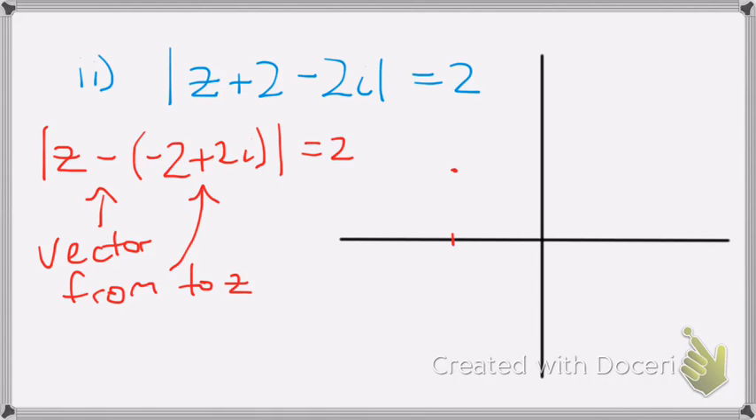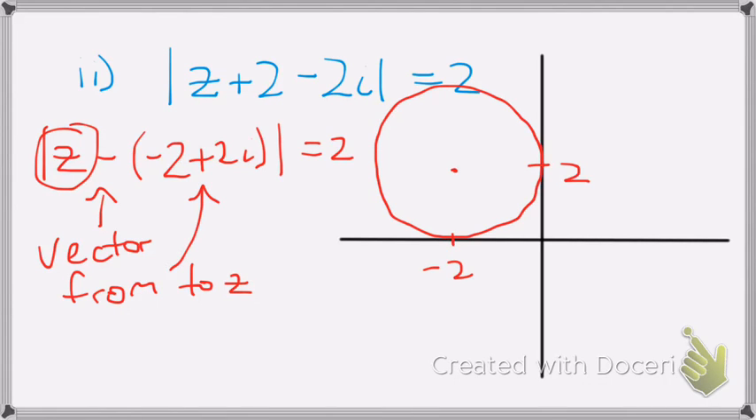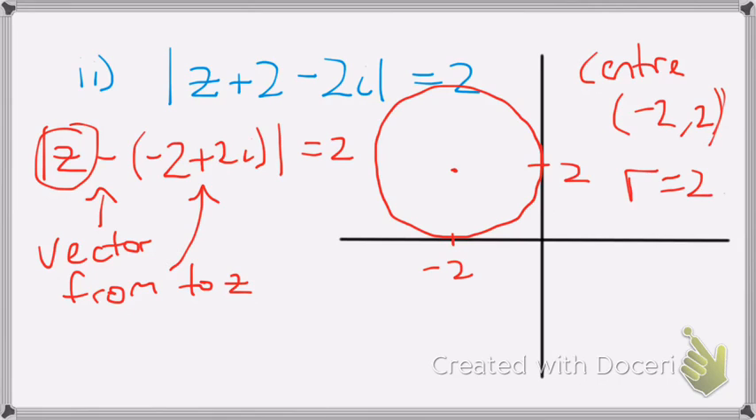My point minus 2, and it's saying that the point z is distance 2 from this point. So hopefully it's fairly obvious that it is a circle, centre minus 2, 2, radius 2. And I can do the same thing algebraically, and I will show you how to do that algebraically tomorrow.